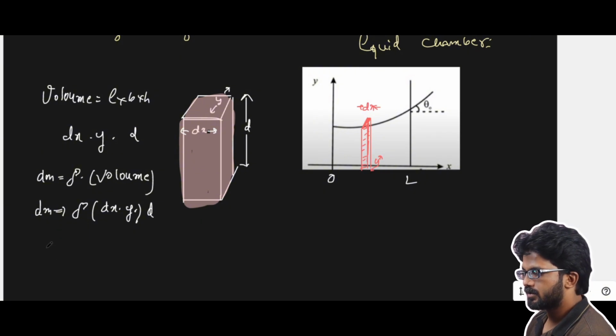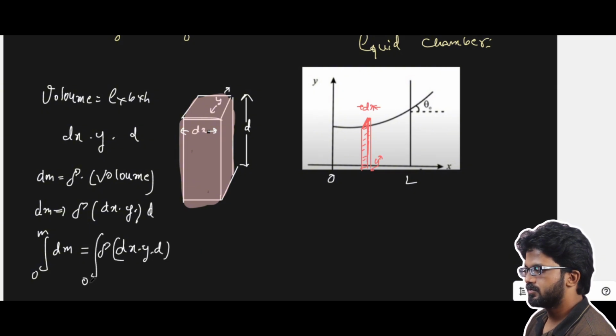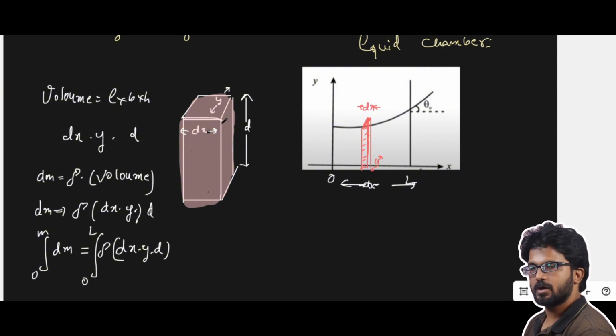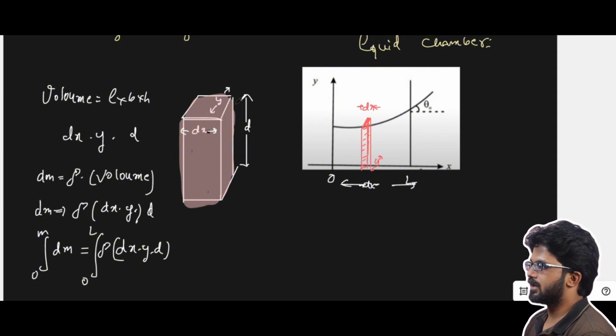So we can compute m as the integral from 0 to m of dm, which is equal to rho times dx times y times d over 0 to L, because this dx element ranges from 0 to L length, right? All these small elements will be joined and give you the shape of the entire curve in 3 dimensions.